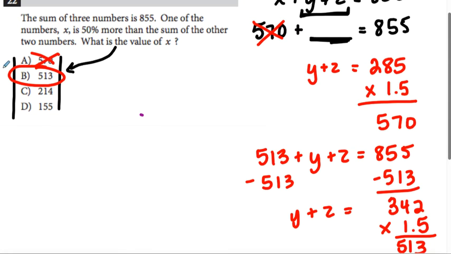Now, we could also think about it like this. These numbers, 214 and 155, they're awfully small for the value of x to be 50% bigger than the sum of the other two numbers. So I didn't even actually look at those two numbers. Those didn't make sense to me.